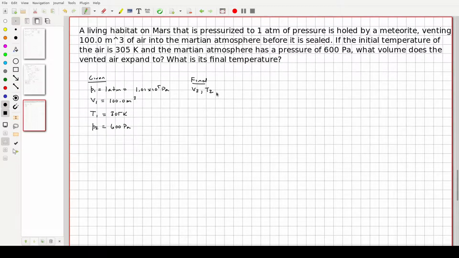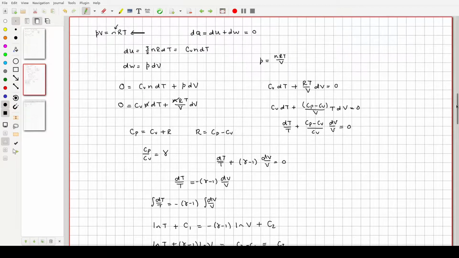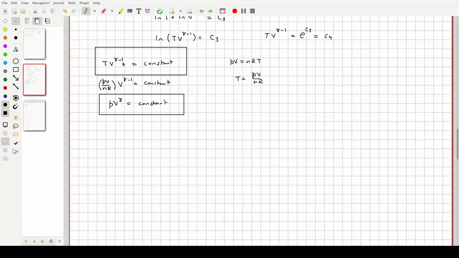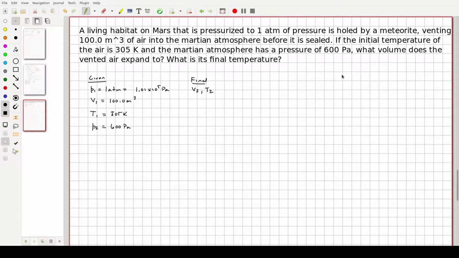Okay. What I do know is that since it's adiabatic, if I know what kind of gas I'm dealing with, this combination of temperature and volume is constant, and this combination of pressure and volume is constant. So now let's not forget that gamma itself is the molar specific heat at constant pressure of your gas divided by the molar specific heat at constant volume.